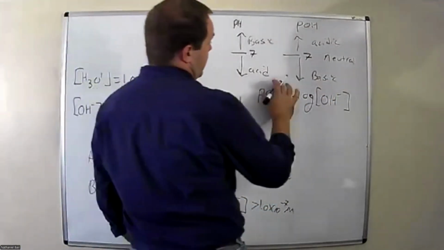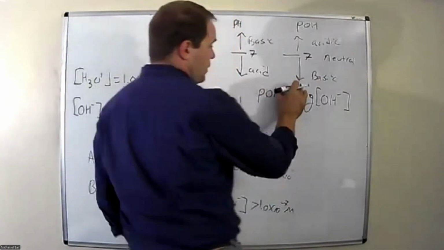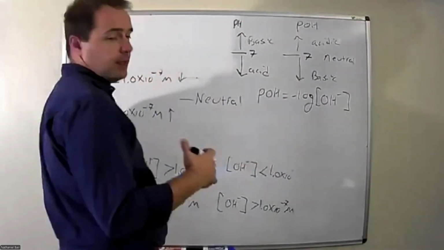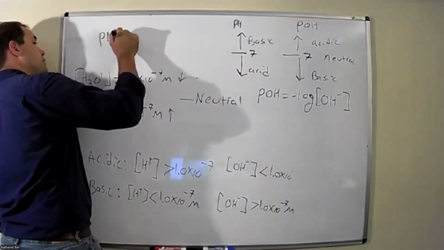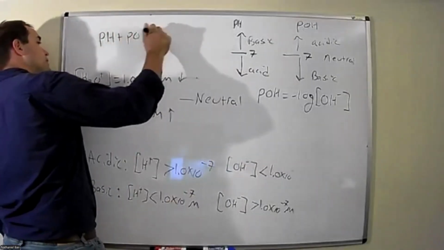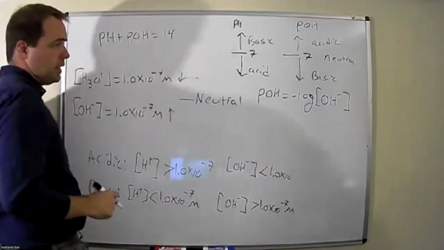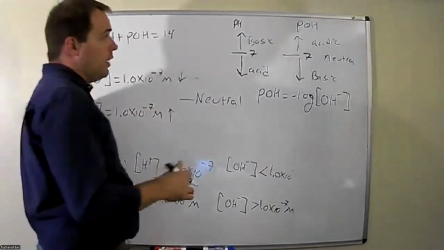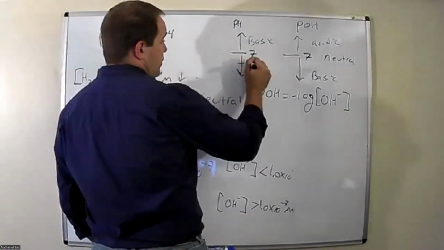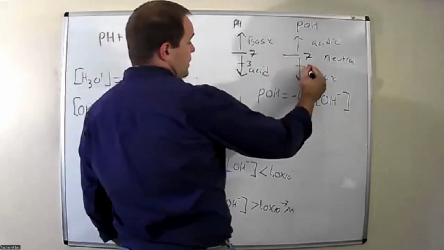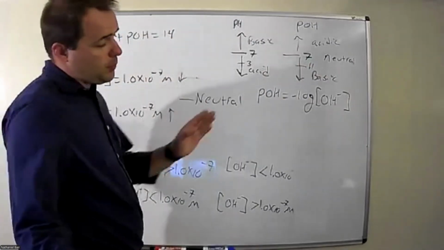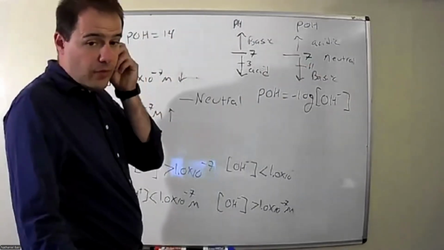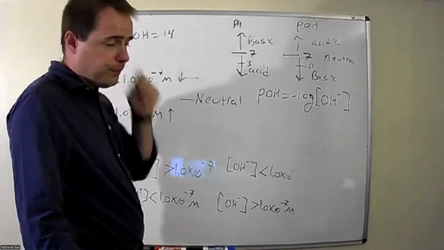At the end of the day, your pH and pOH of a solution have to add up to 14. So here's a really important equation. The pH of a solution and the pOH of a solution have to equal 14. Here's what that means. If you have a solution that has a pH of 3, then the pOH of that same solution must be 11. That solution would have a pH of 3 and a pOH of 11. They have to add up to 14.